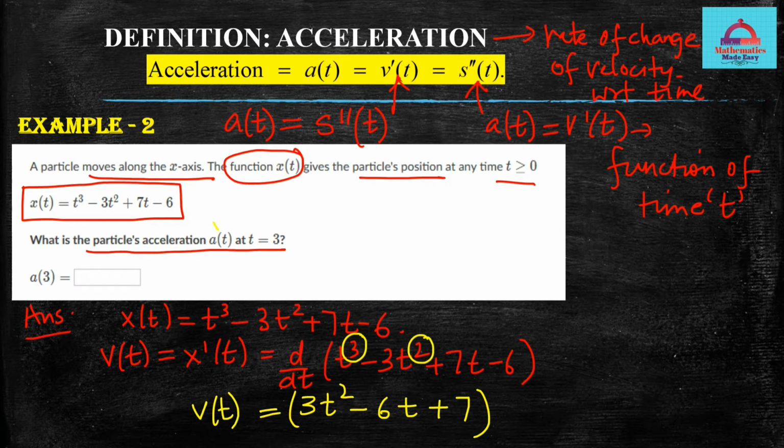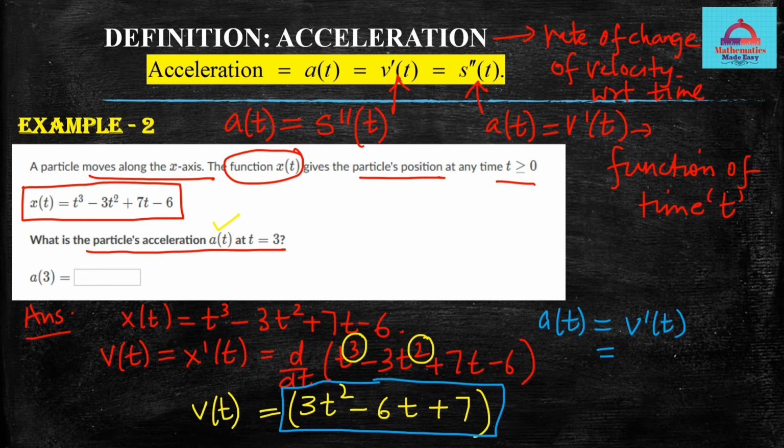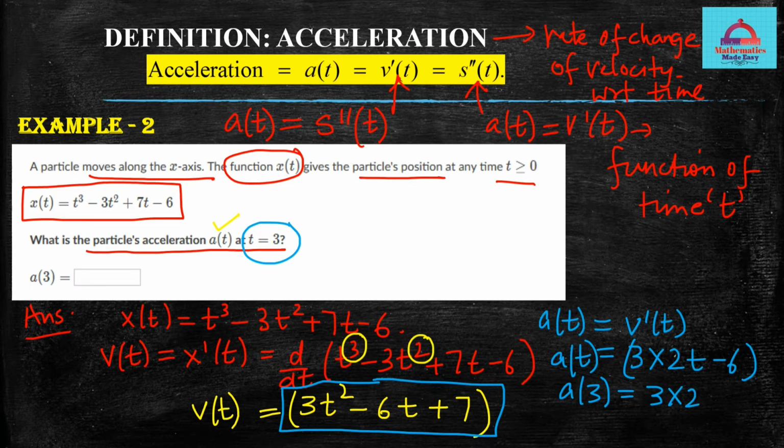Now we have got the velocity, but we need acceleration. So we are going to be doing one more step here. We are going to differentiate 1 more time, and your acceleration is going to be v prime of t. So I'm directly going to differentiate this velocity, and we are doing the same thing with respect to time. So this will be 3 into 2 times t minus 6. So that's our acceleration as a function of time, and we need to now do the substitution at the point t equal to 3. So a of 3 is going to be 3 into 2 times 3 minus 6.